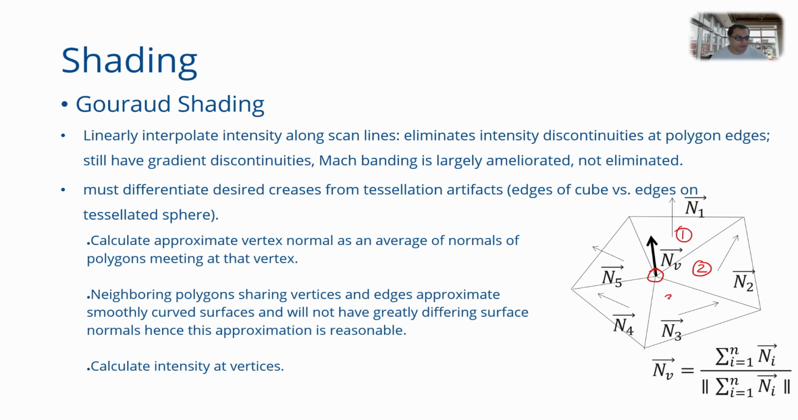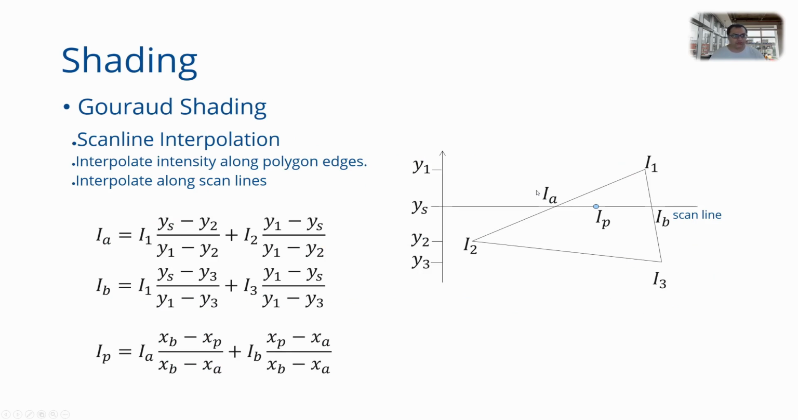So you have faces 1, 2, 3, 4 and 5. These 5 faces share this vertex V. They have the normals N1, N2, N3, N4, N5. So therefore the vertex normal NV can be computed as the averaged normal of all these 5 normals. That is one way of computing a vertex normal. Then you use this vertex normal to compute color at this vertex. Do this for all the vertices, right? And then once you have done that, you will get colors or intensities at the vertices.